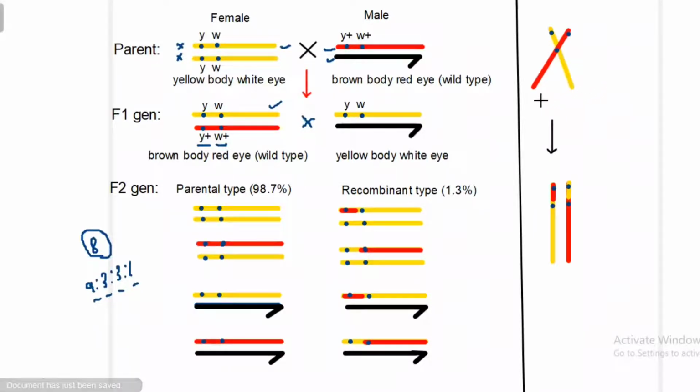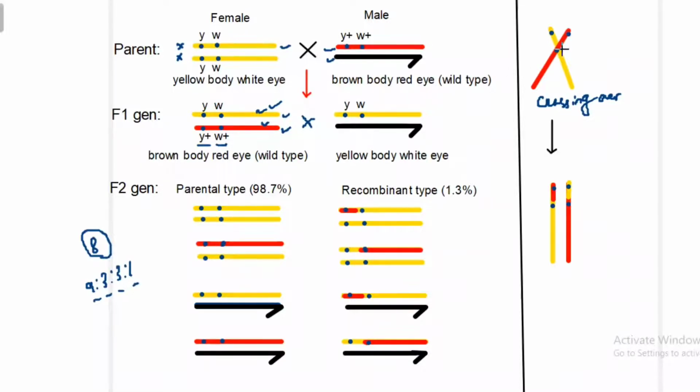See here, we have studied about crossing over. Okay. So if there is crossing over between these two X chromosomes, okay, there will not be any crossing over between X and a Y chromosome, because they are not homologous. Okay, so there is possibility of crossing over between this X chromosome and this X chromosome of the female.